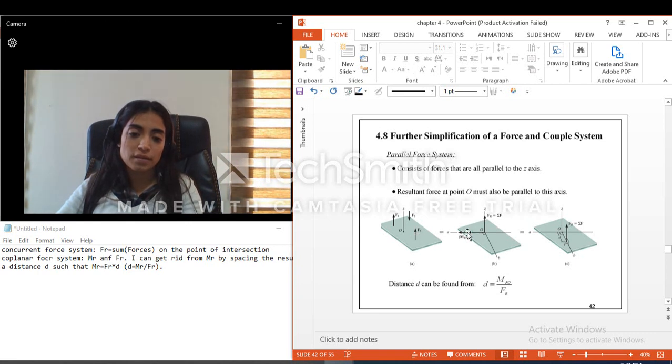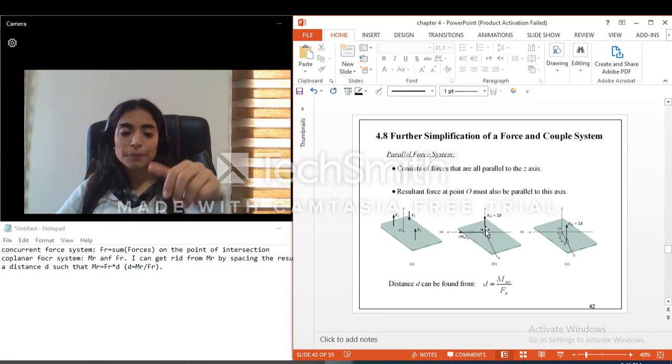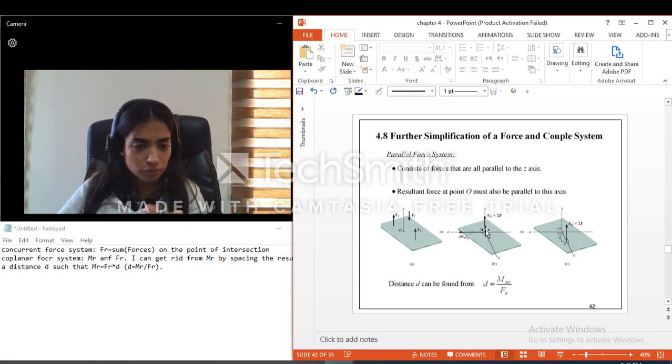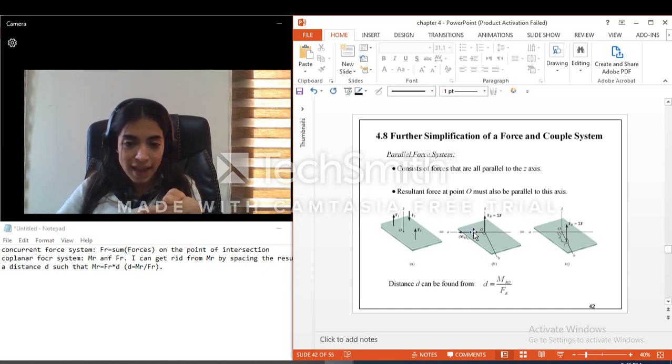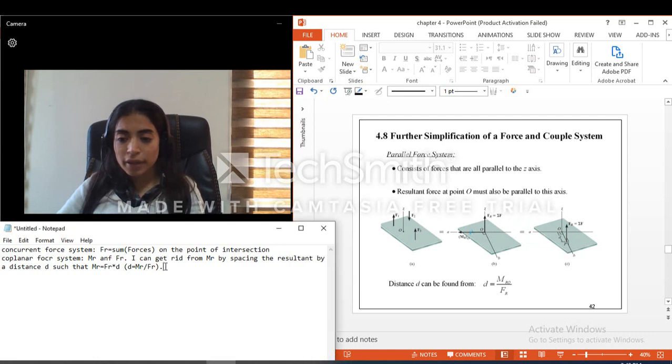So assume that this is my resultant force and this is its direction. Okay, how can I simplify the system in the best way? Basically guys, I can do the same. I can pull this F a distance D that is equal to M resultant over F resultant. So guys, the same for here.